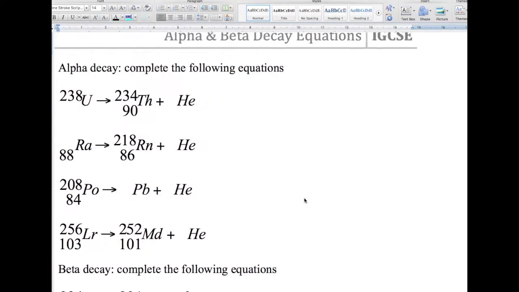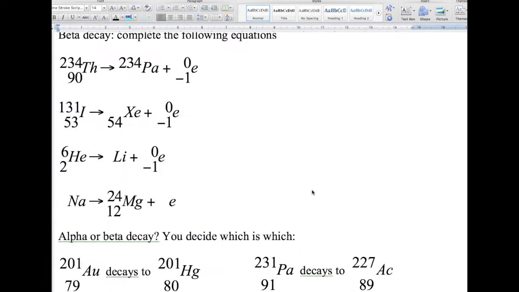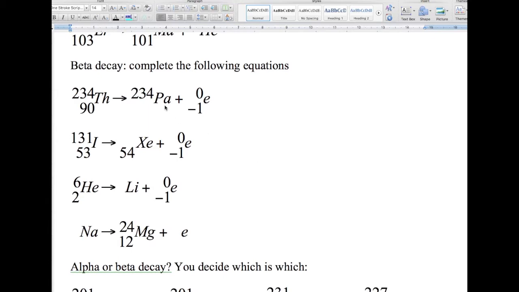Right. So they are alpha decays. Now let's have a little look at some betas. So these are some beta equations. Now remember, a beta particle is basically an electron. It's got 0 mass. It's got a charge of -1. So sometimes you can just see it literally written like an electron, E for electron instead of B for beta.